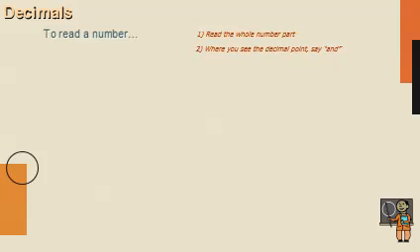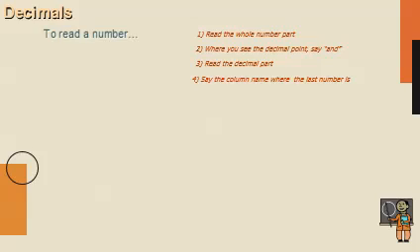Then after that, where you see the decimal point, you can say "and." So the point, we are going to express it as "and." Then you have to read the decimal part. But after reading the decimal part, you have to say the column name where the last number is, whether it's in the tenths, the hundredths, the thousandths, and so on.